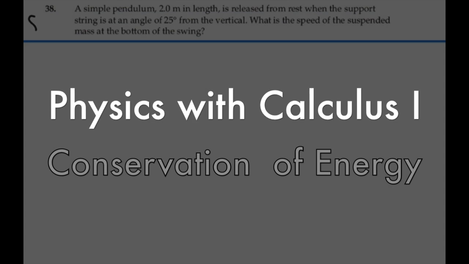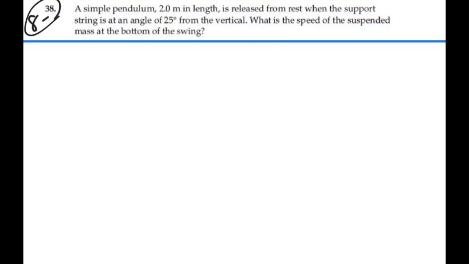Here's problem 838. A simple pendulum 2 meters in length is released from rest when the support string is at an angle of 25 degrees from the vertical. What is the speed of the suspended mass at the bottom of the swing?